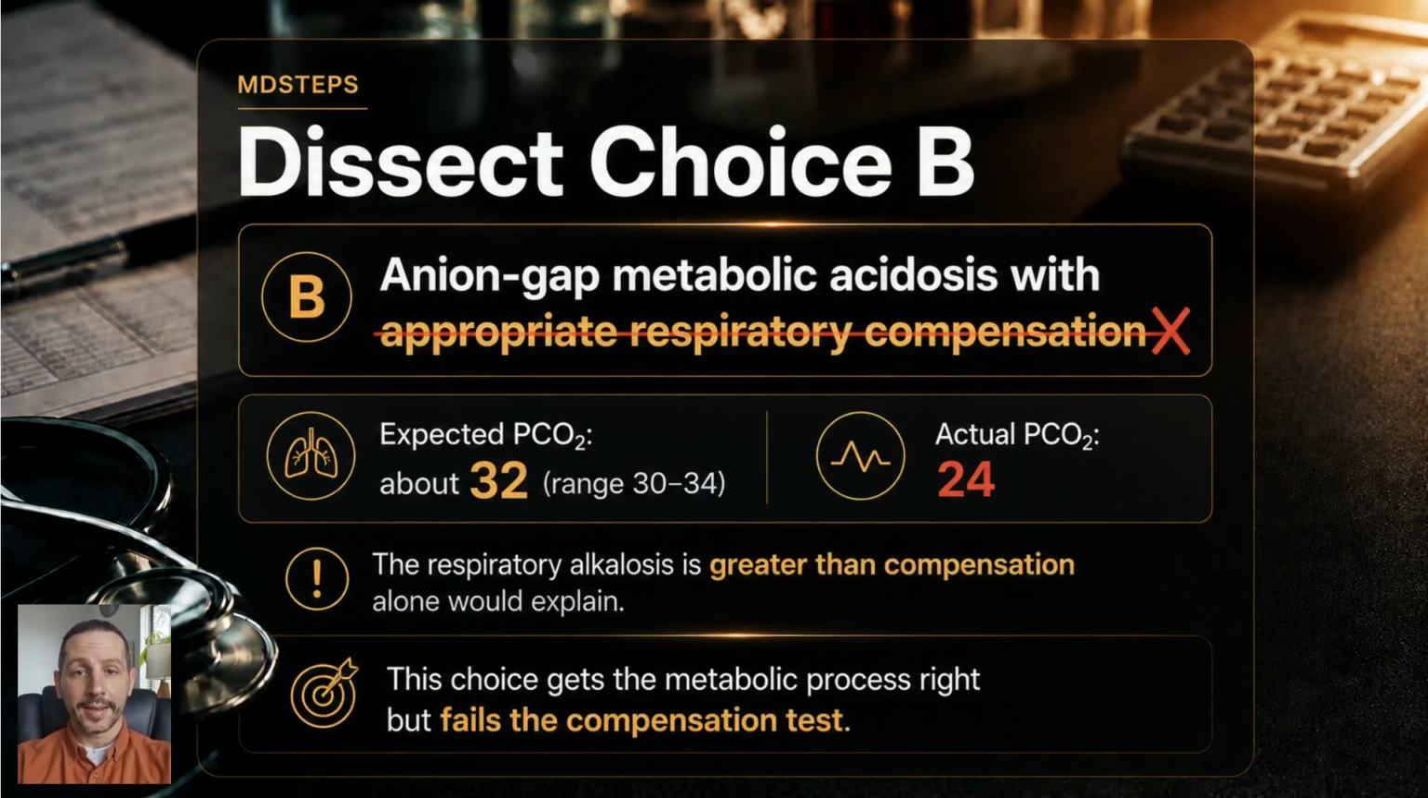Choice B is anion gap metabolic acidosis with appropriate respiratory compensation. This choice also contains a major part of the truth. The patient absolutely has an anion gap metabolic acidosis. The problem is the claim that the respiratory response is appropriate compensation. Winter's formula predicts a carbon dioxide near 32. The actual carbon dioxide is 24. That is much lower than expected. So the patient has more respiratory alkalosis than compensation alone can explain. If you chose B, you may have correctly calculated the anion gap, but stopped before testing compensation.